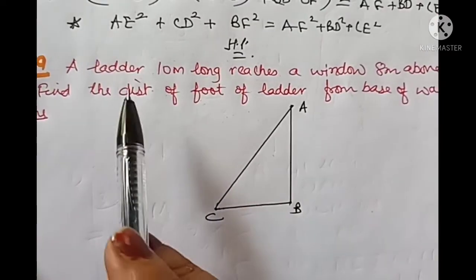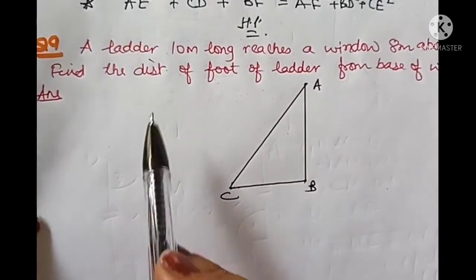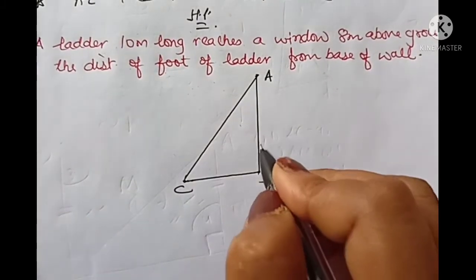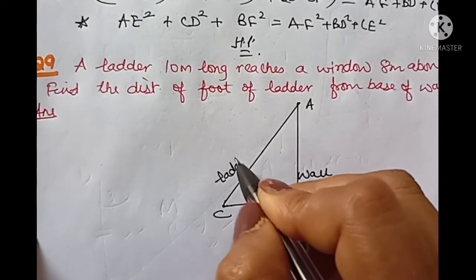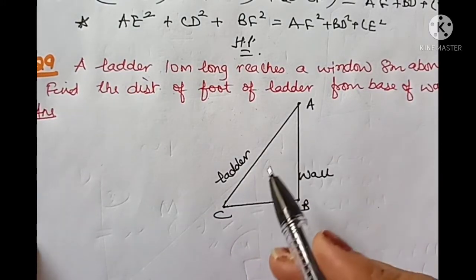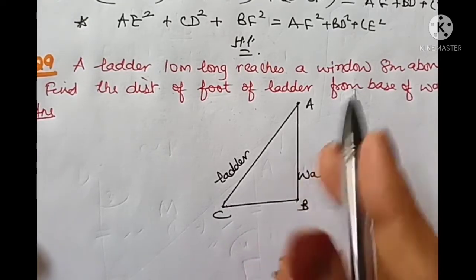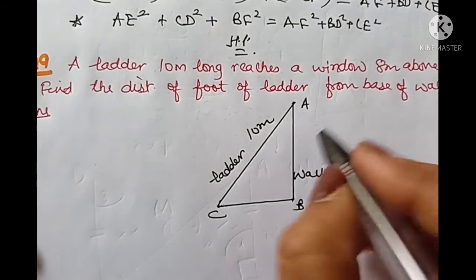Question number 9 says a ladder 10 meter long reaches a window 8 meter above the ground and we have to find the distance of foot of ladder from the base of wall. So clearly this is wall, perpendicular, and this is the ladder. See, ladder, whenever we rest it against a wall, we always keep it tilted. We never keep it upright. So hypotenuse is the ladder. So ladder is 10 meter long and it reaches a window 8 meter above the ground.